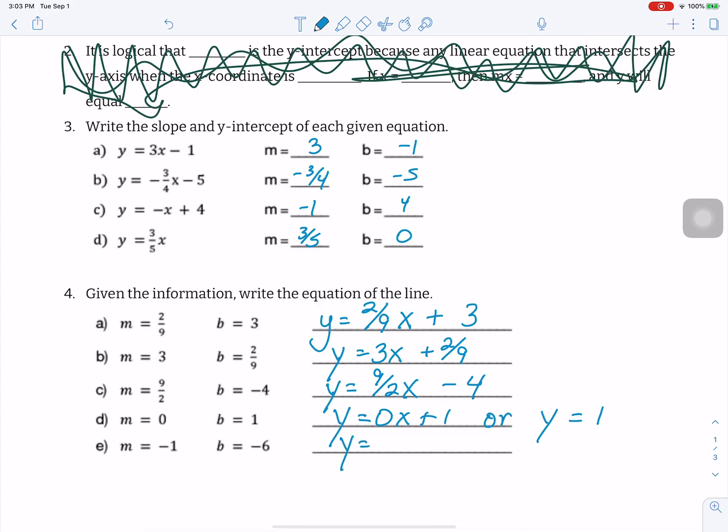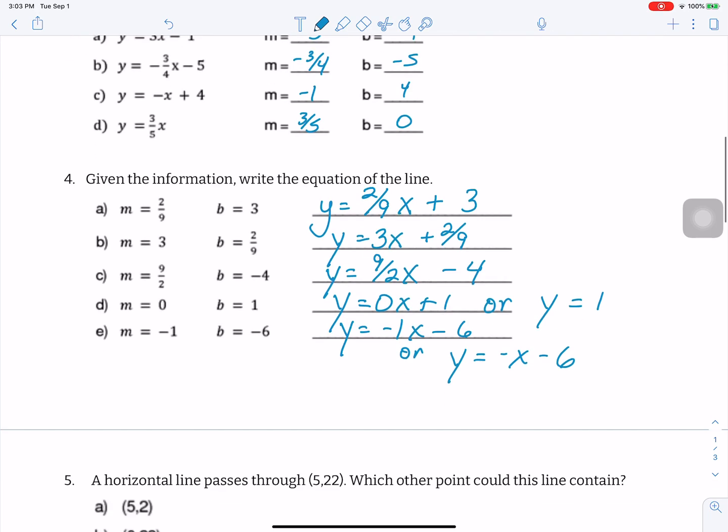And then the same with this last one. You can do -1x minus 6 or y equals -x minus 6. They're the same thing.